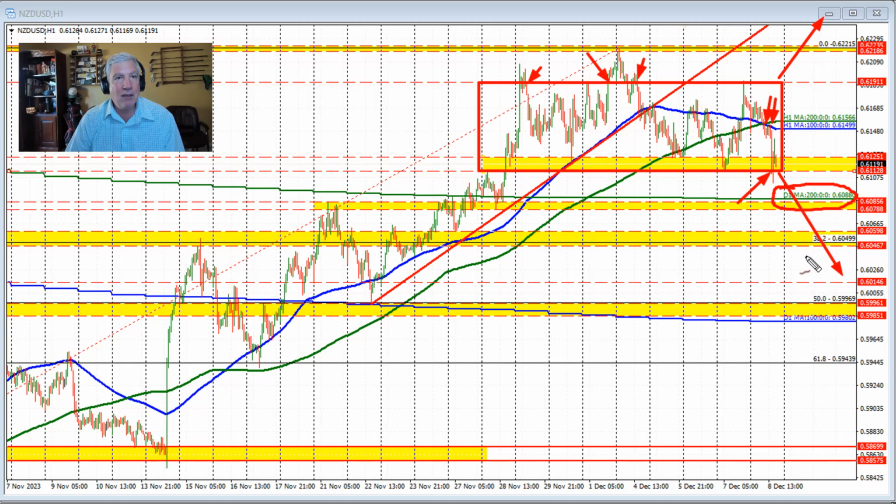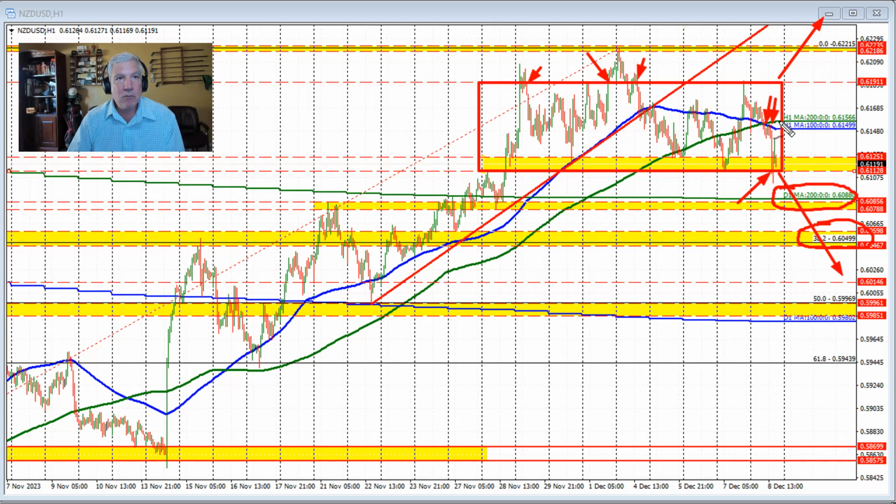If we get below that level, it opens up the door for further selling with perhaps the 38.2% retracement of the move up from the November low. It goes back here to the November high. That level comes in at 0.6049. Those would be the types of targets that we look for getting outside of this box. But the first thing to do is get outside of the box and push below that level.